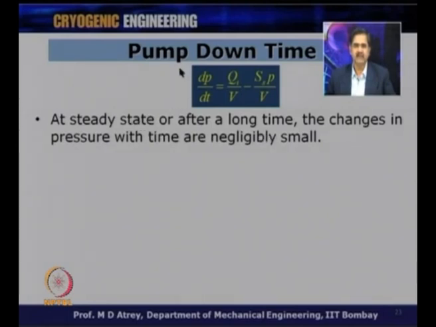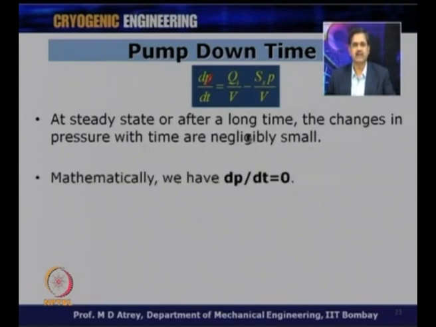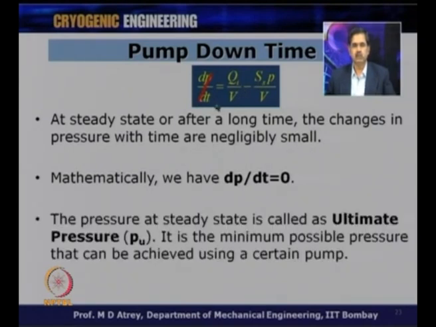In that case, I will say dP by dt is equal to 0 at that steady state. So, at steady state or after a long time, the changes in pressure with time are negligibly small, and therefore, I can say mathematically my dP by dt is equal to 0. And therefore, if I say dP by dt is equal to 0, I can have a relationship between Qi and, at that time, the pressure as the ultimate pressure. The pressure at the steady state is called the ultimate pressure Pu. So, this P value has become my Pu.